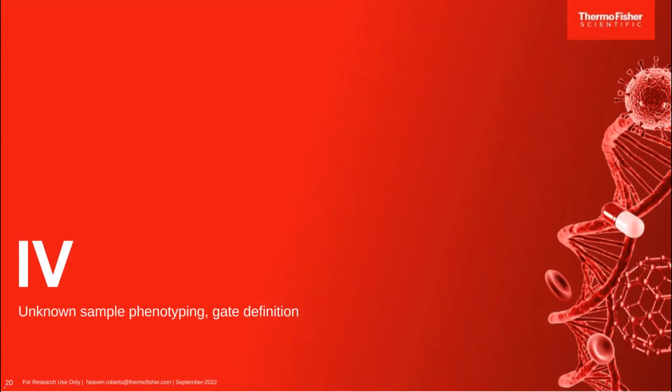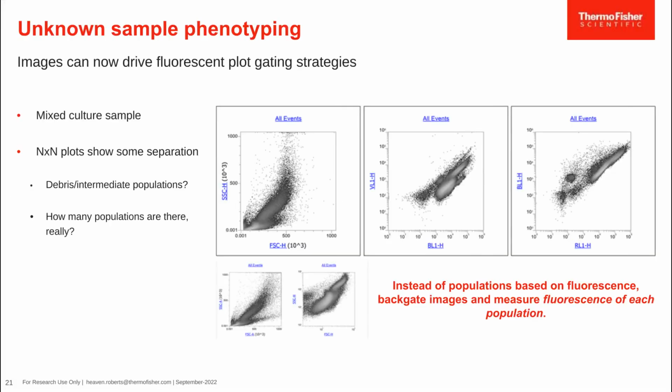So now I want to move on to some more, for me, exciting, some unknown samples and new ways to do gate definition using the CytPix instrument. So here I have what we'll call a mixed culture sample or an environmental sample. And while I'm working with autofluorescence, you could use this same approach, and I have used this approach after staining cells, where I don't know which cells are going to take up which stain, but I do know that I'm hoping that my staining will separate my populations a bit.